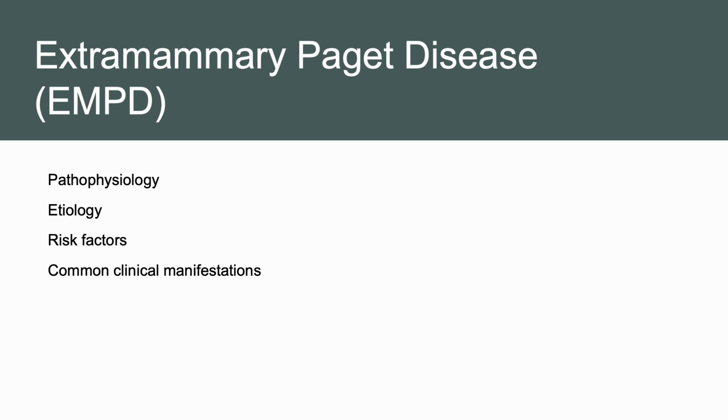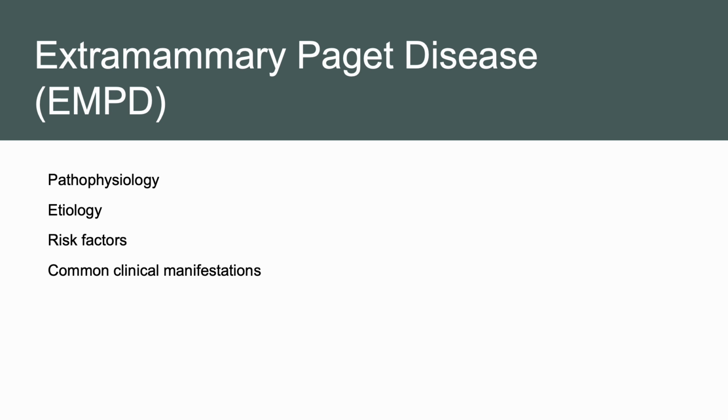Now let's talk about extramammary Paget disease, or EMPD. This is an intraepithelial adenocarcinoma, often arising in areas rich in apocrine glands, like the genitalia, perineum, and axilla. Etiology. Primary EMPD originates from the epidermis, and then there's secondary EMPD, which is associated with underlying malignancy, such as colorectal, bladder, or prostate cancer.